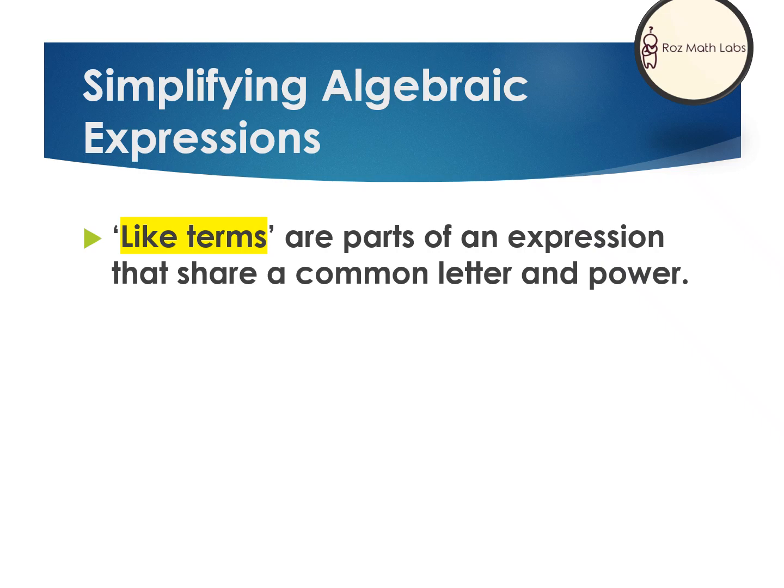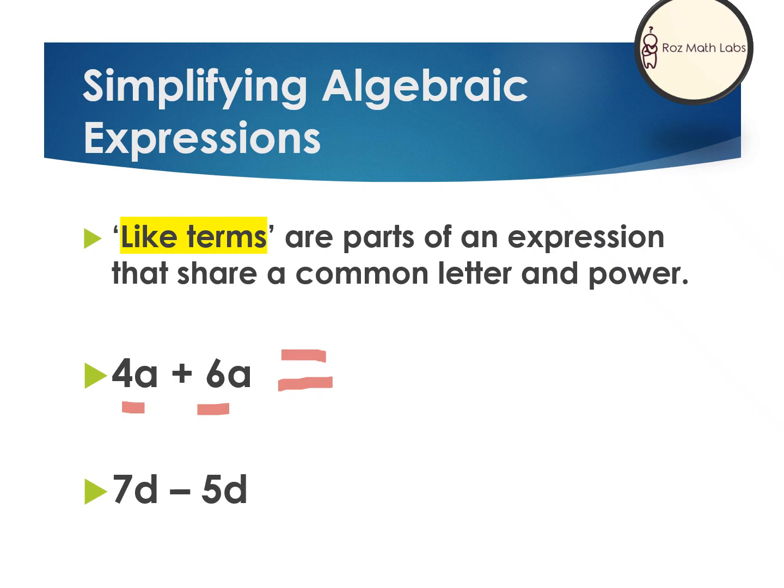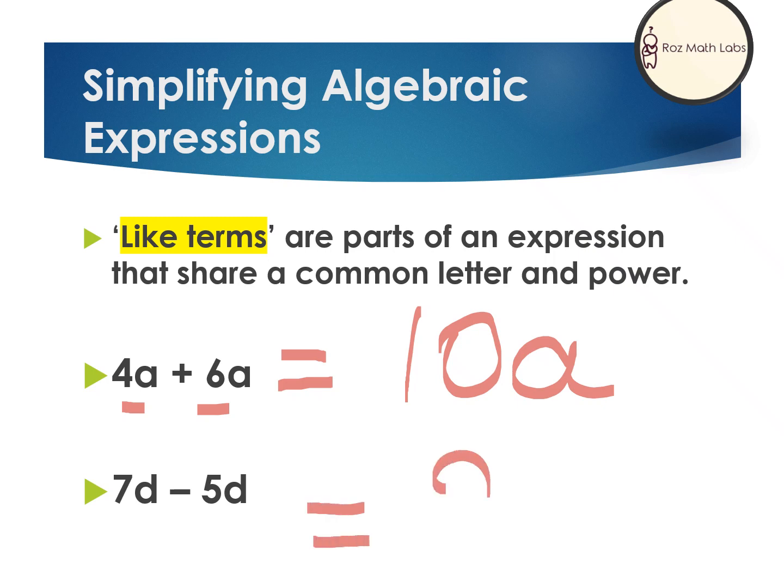Like terms are parts of an expression that share a common letter and power. 4a plus 6a. 7d minus 5d. So here, when we add the coefficients, because they are like terms having a and a as the variable with the same power, we have 10a. 7 minus 5 gives us 2 and the variable d.